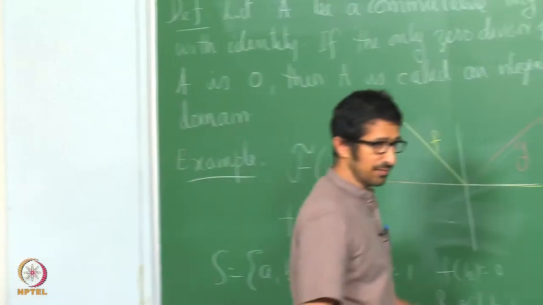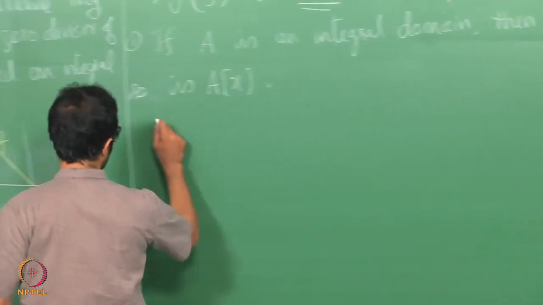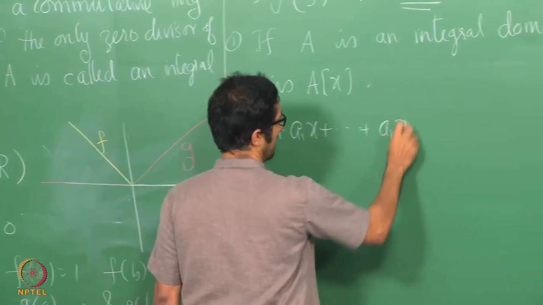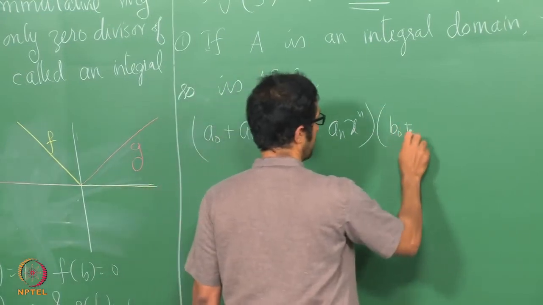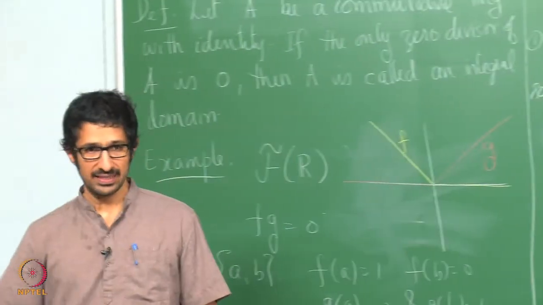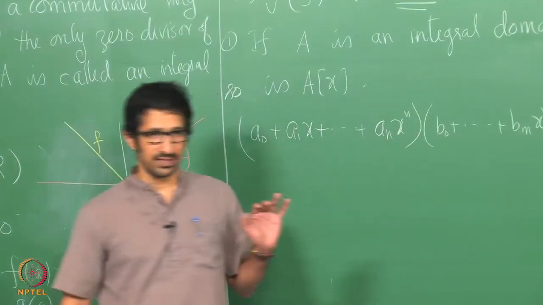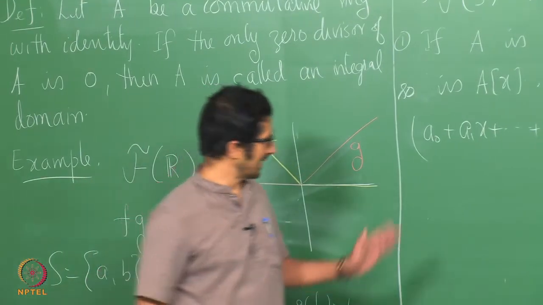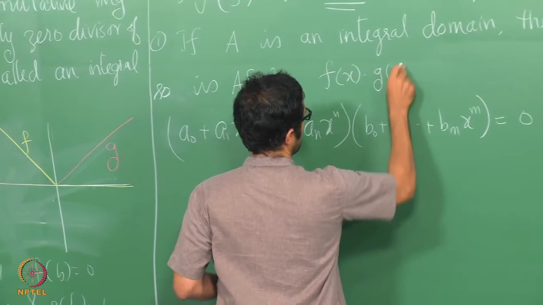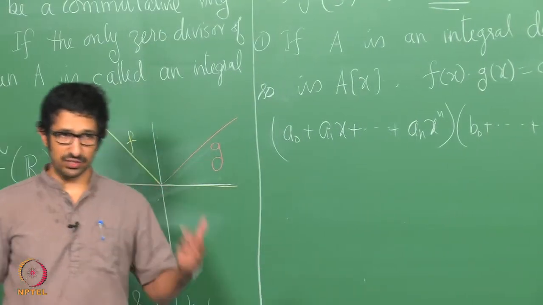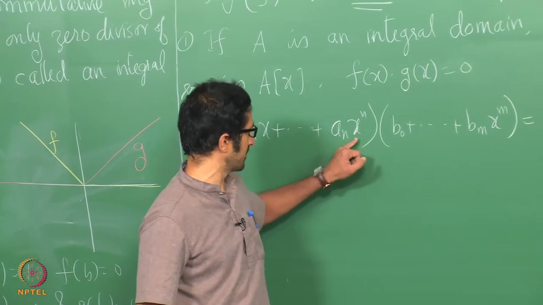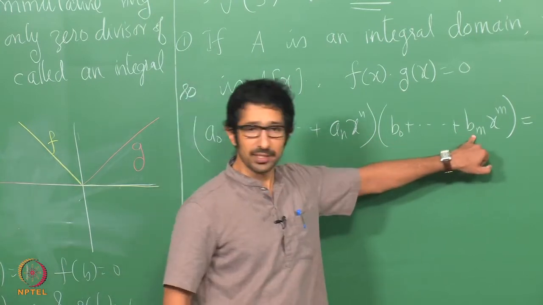The proof is easy. One has to look at a product like a_0 + a_1 x + ... + a_n x^n times b_0 + ... + b_m x^m. Suppose this is 0. We want to say that one of them is 0. Suppose both of them are non-zero, that is, f(x) times g(x) is 0, f(x) is non-zero, g(x) is non-zero. Then I can get an n and an m such that a_n, the leading coefficient of f(x), is non-zero and b_m is non-zero.